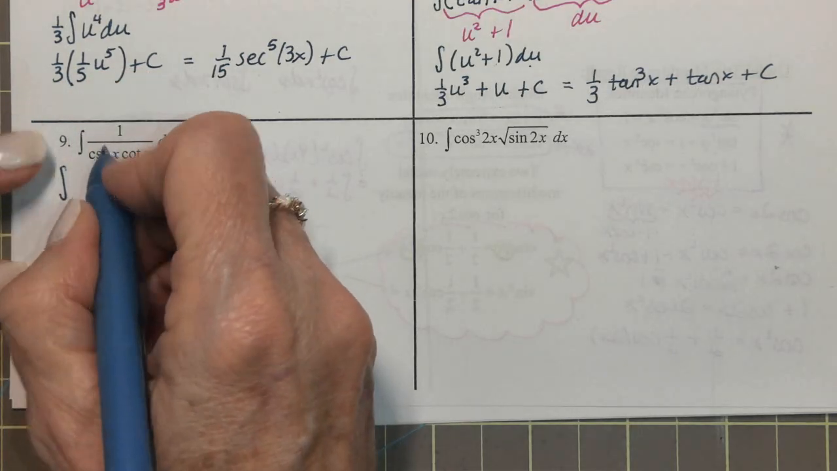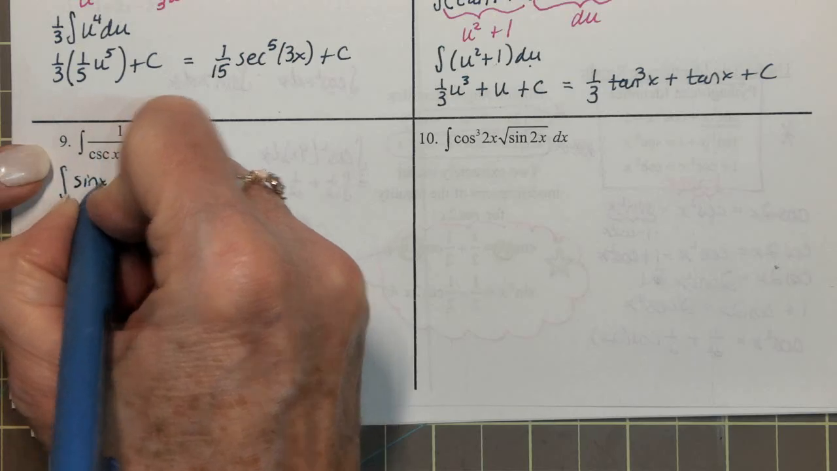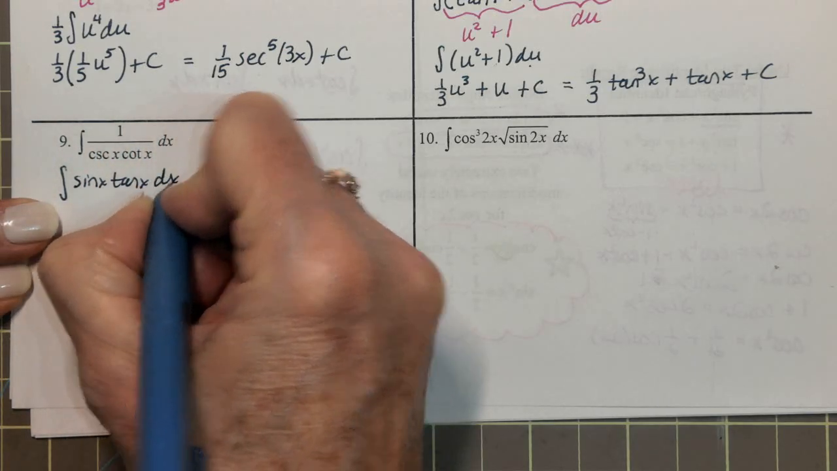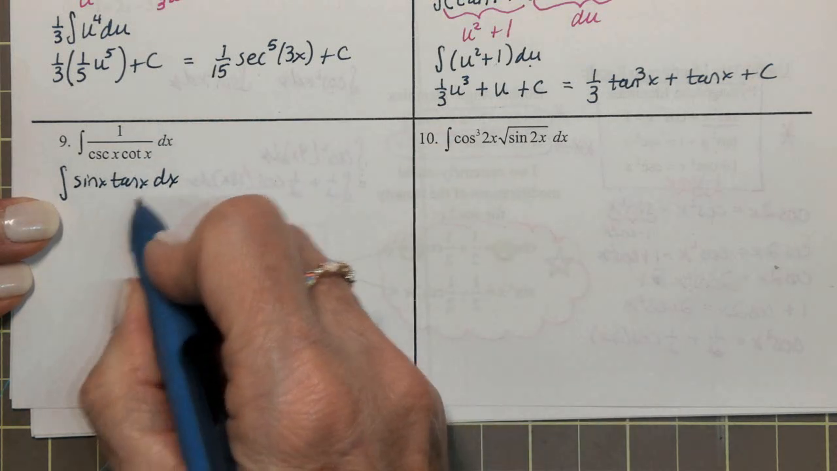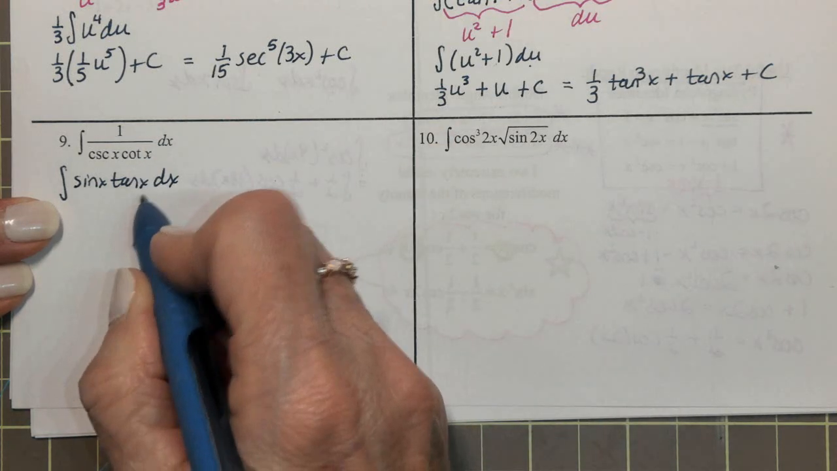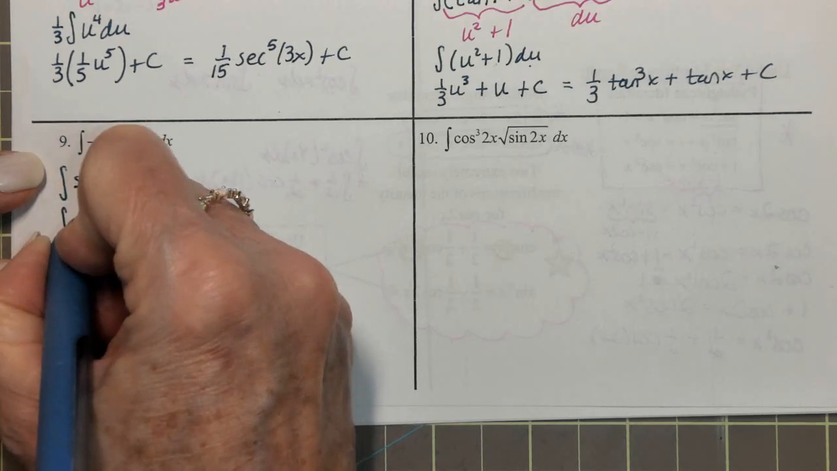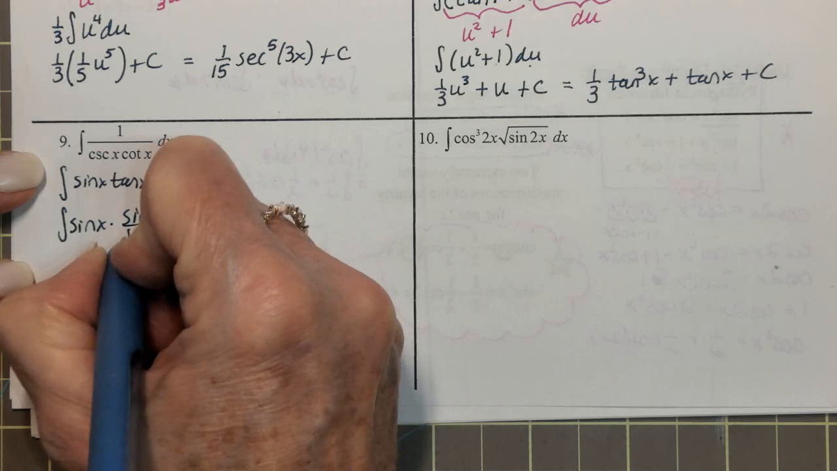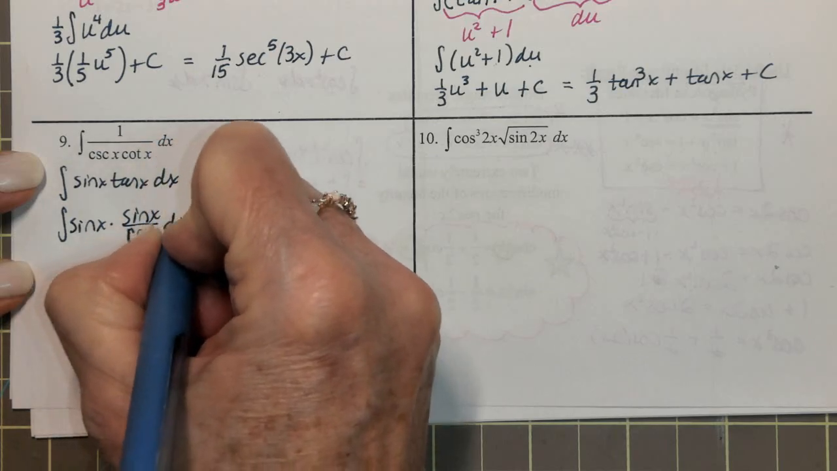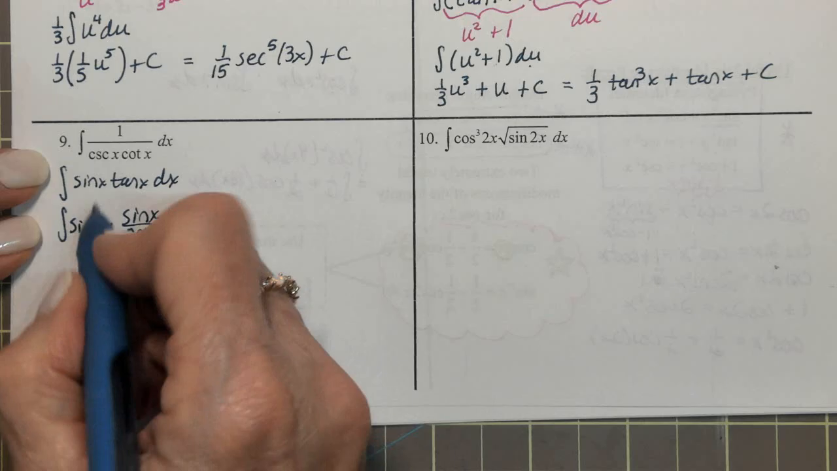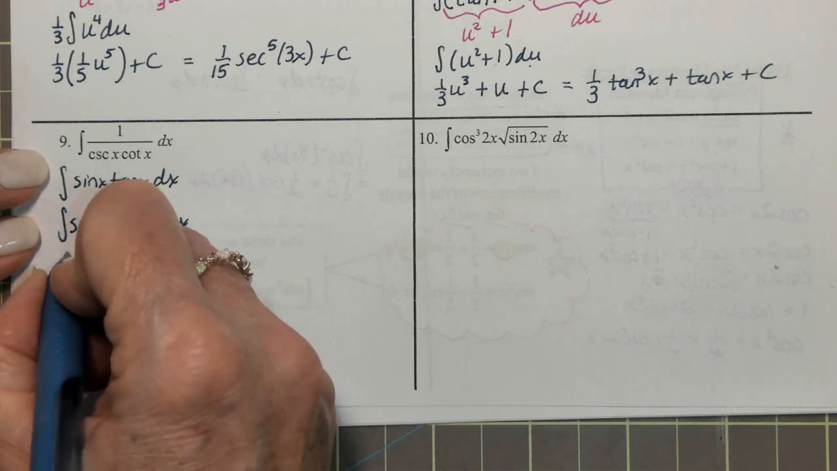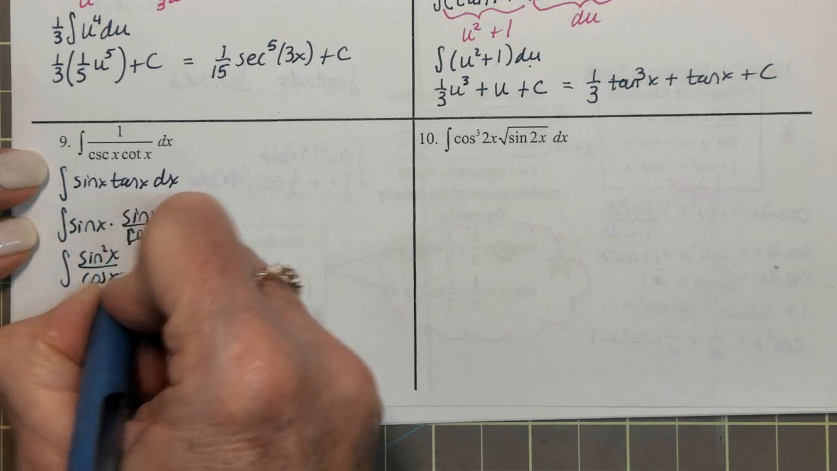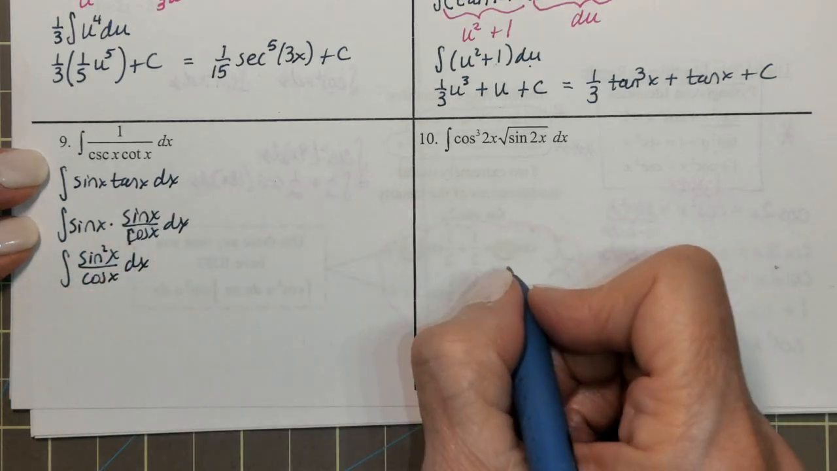If we bring cosecant to the top, it's sine x. If we bring cotangent to the top, it's tangent x. And then they said, let's change tangent x to sine x over cosine x. And I said, yep, that is also a legal math move. Oops, cosine x. So when we multiply these two together, we get sine squared x over cosine x dx.